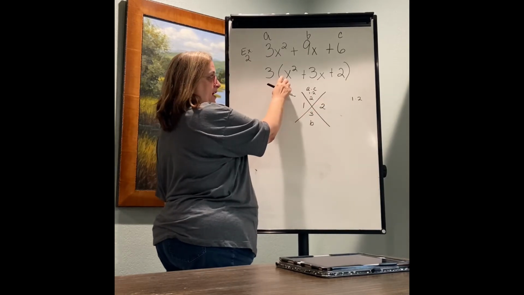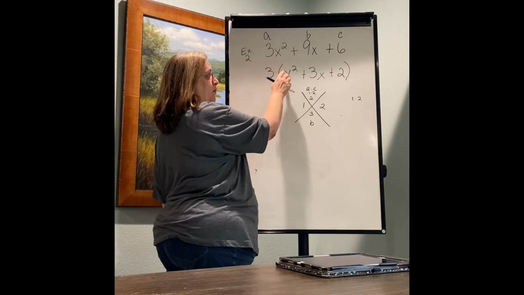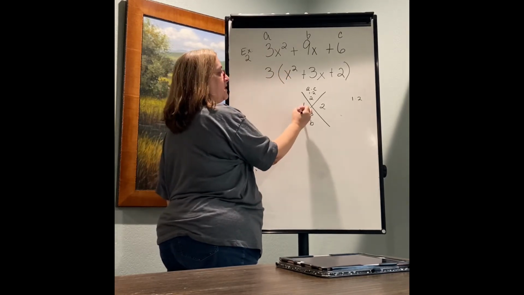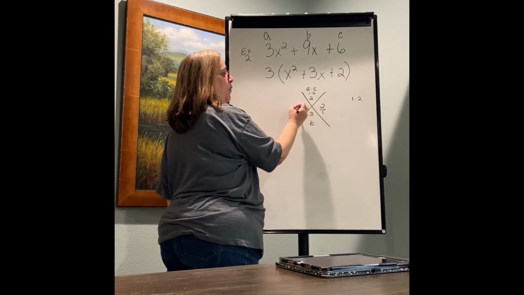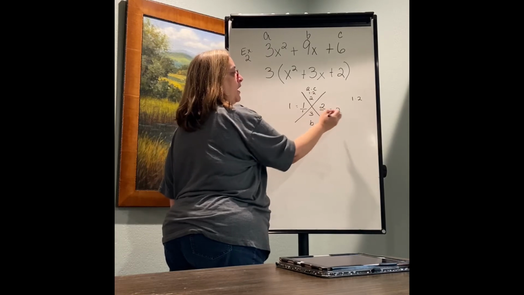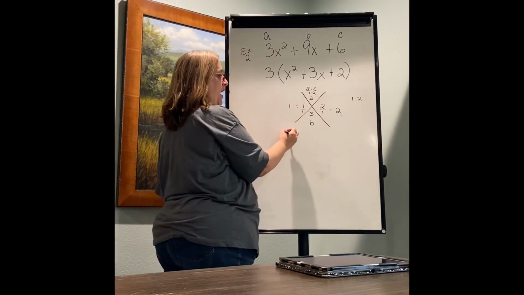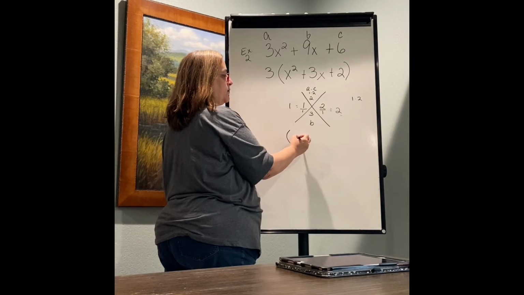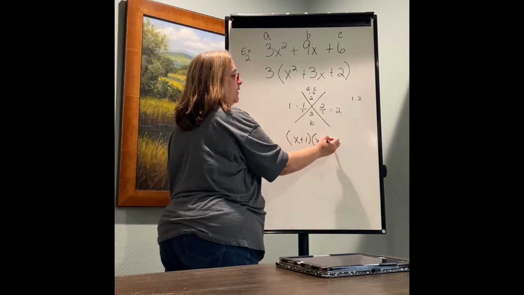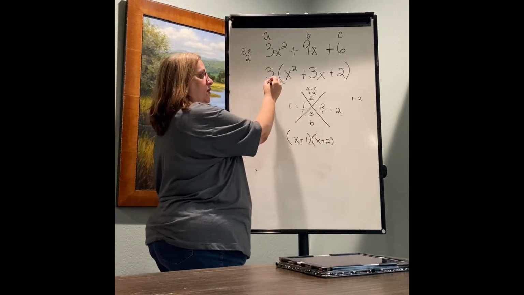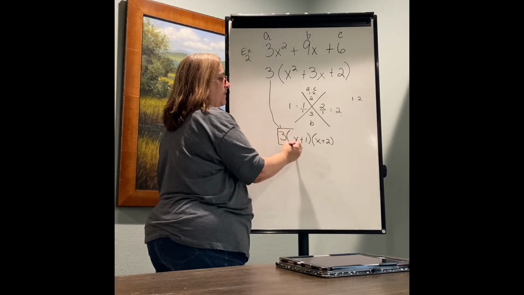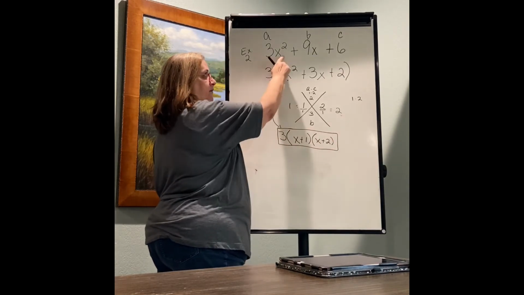Now remember, my A value here, not my original, but my A value after I've factored out a 3, is 1. So I'm going to divide both by 1. 1 divided by 1 is 1. 2 divided by 1 is 2. So those are my factors. So I have x plus 1 times x plus 2. All we have to remember now is to bring this 3 down and put it in the very front. So this is the factored form of this trinomial.